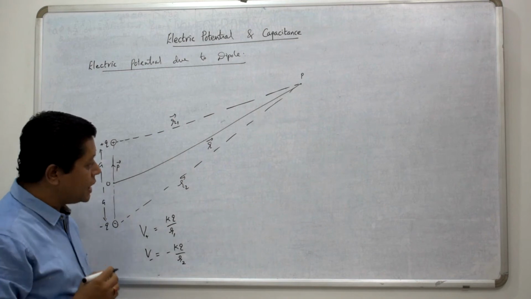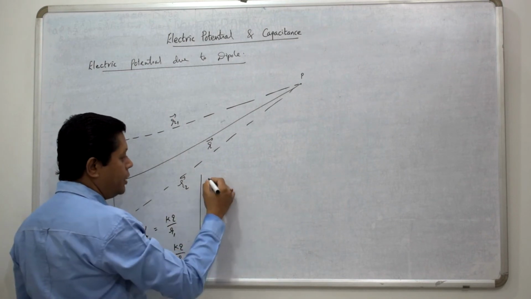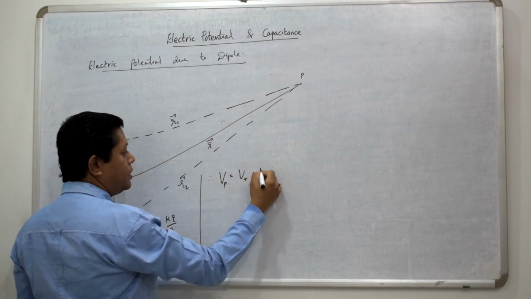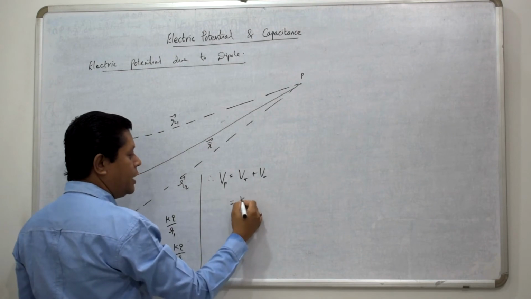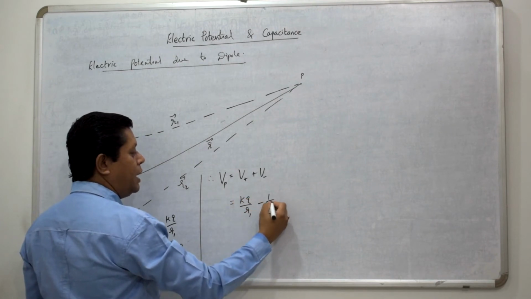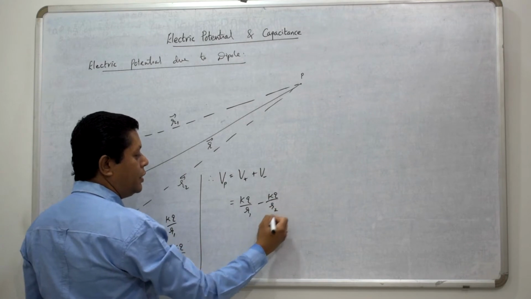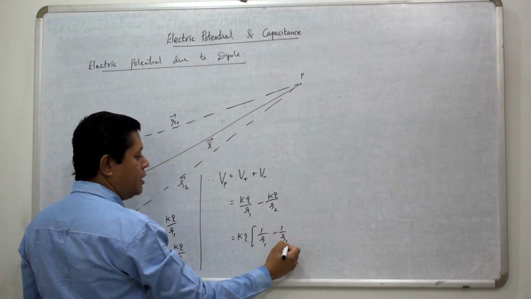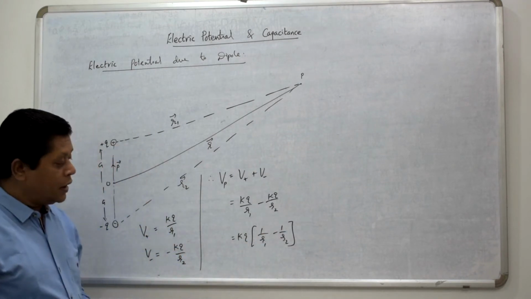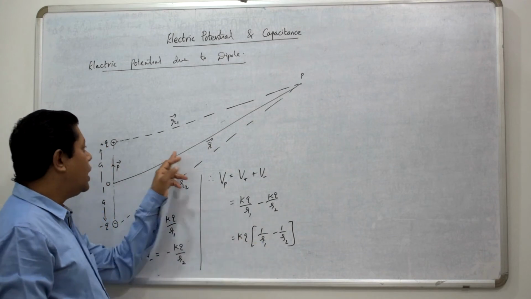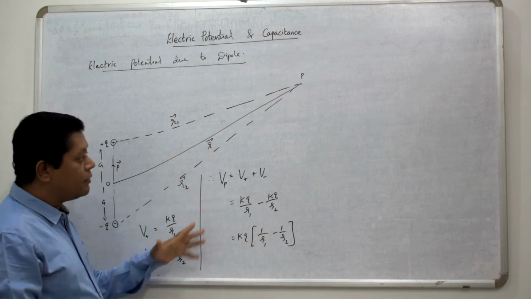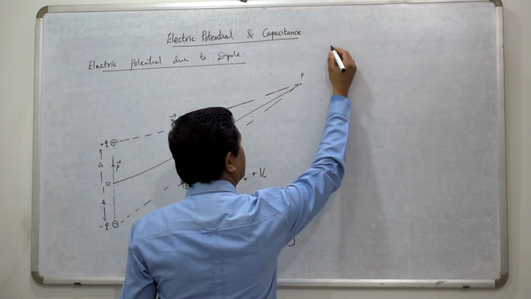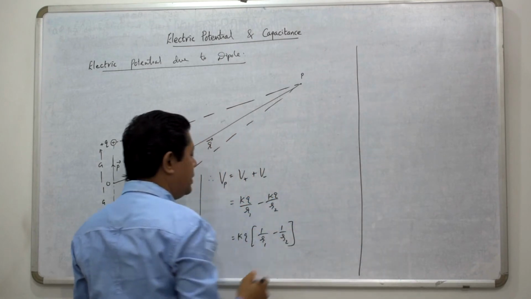Also, as potential is a scalar quantity, the net potential at point P we can write as V due to positive charge plus V due to negative charge, that is kq by r1 minus kq by r2. So you can write kq common, 1 by r1 minus 1 by r2. If we find the values of r1 and r2 in terms of r, then this equation can be written in another form.